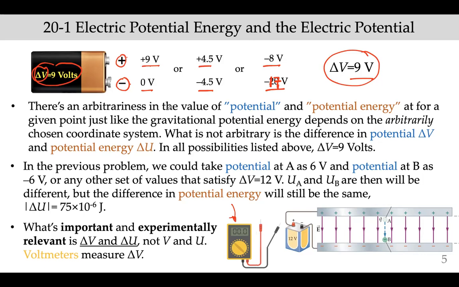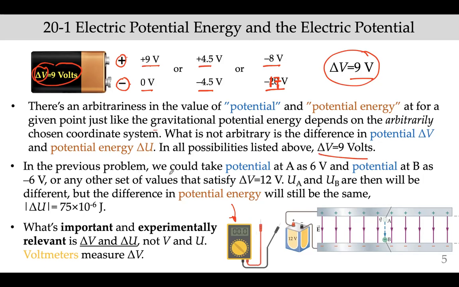So there's an arbitrariness in the value of potential and potential energy for a given point, just like the gravitational potential energy depends on the arbitrarily chosen coordinate system. What is not arbitrary is the difference in potential, as I mentioned, and potential energy difference. So in all possibilities listed above, we have the potential difference 9 volts.